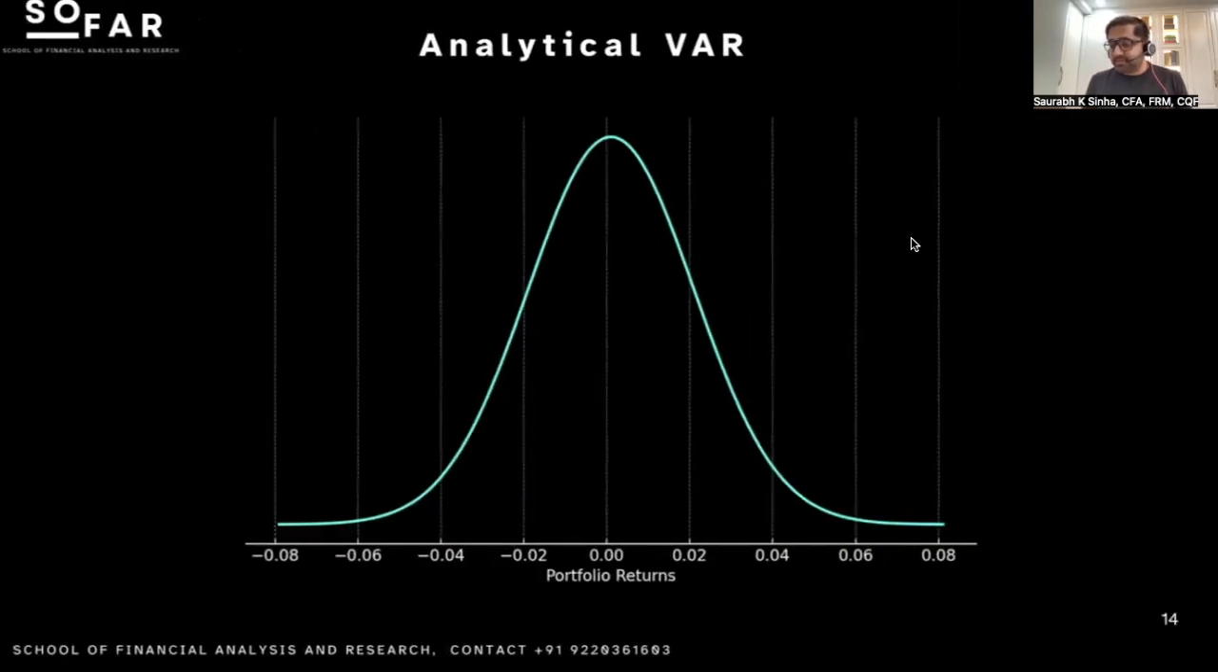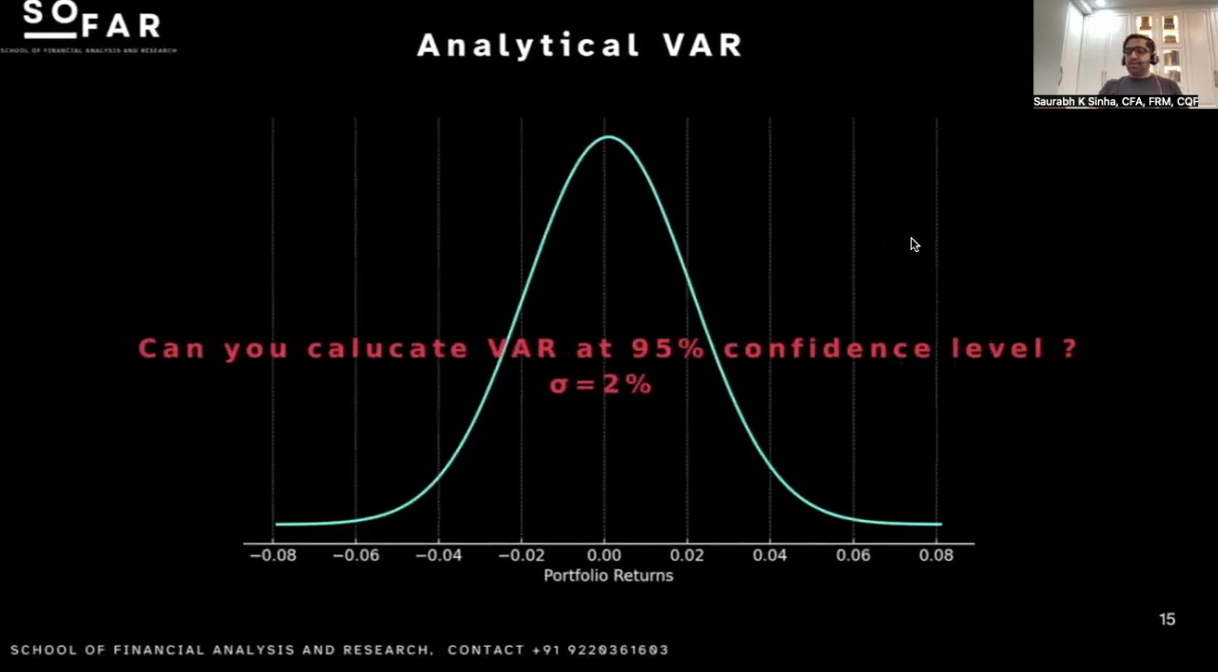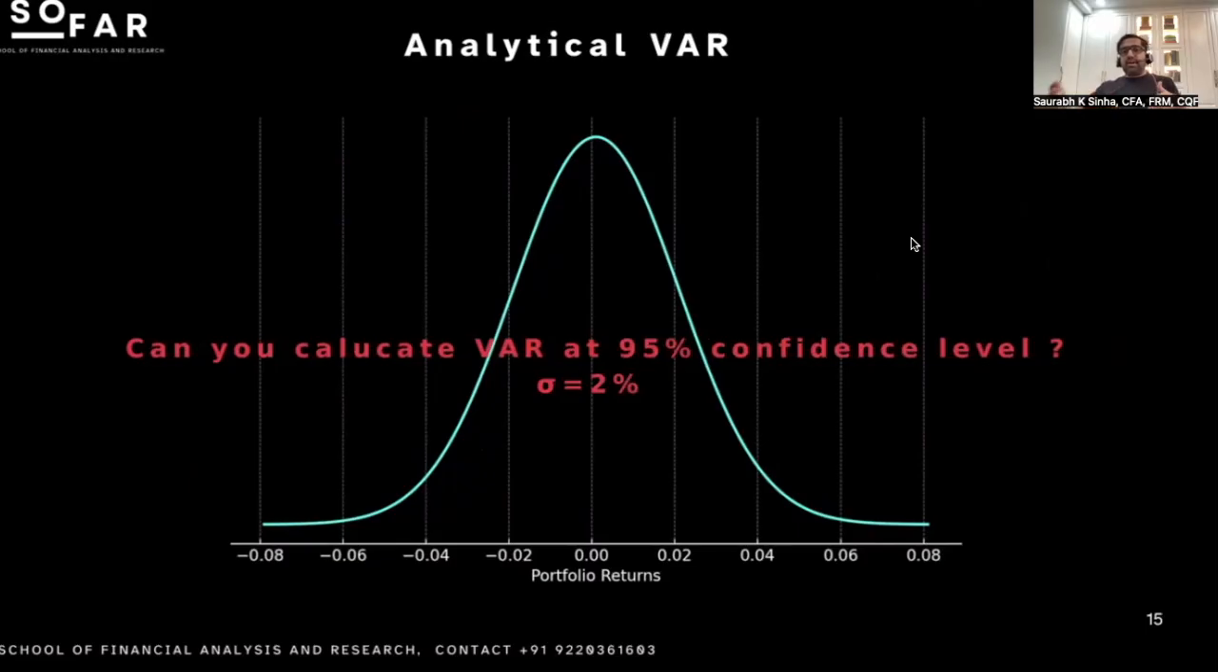Cool. So this is the analytical VAR. You assume the portfolio return or asset return to be normally distributed. The losses are in the left direction and gains are in the right direction. Cool. What do you do now? Can you calculate the 95% confidence level at a standard deviation of 2%?